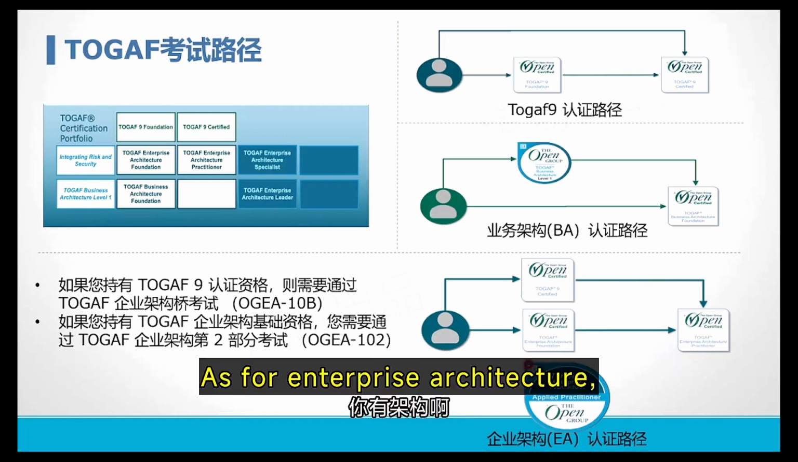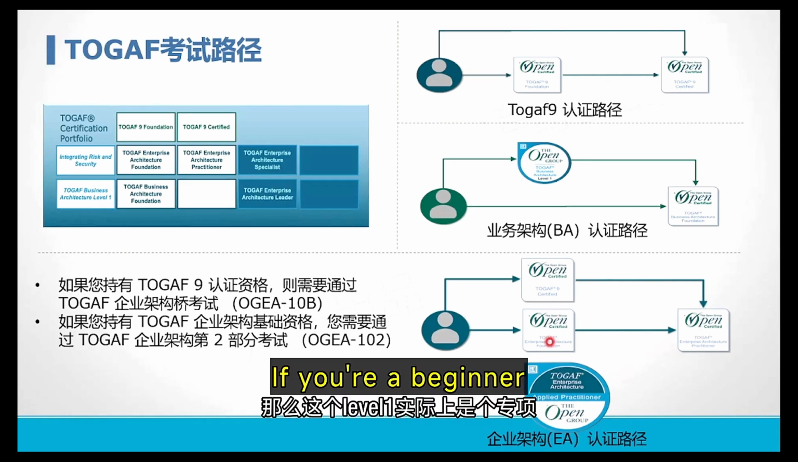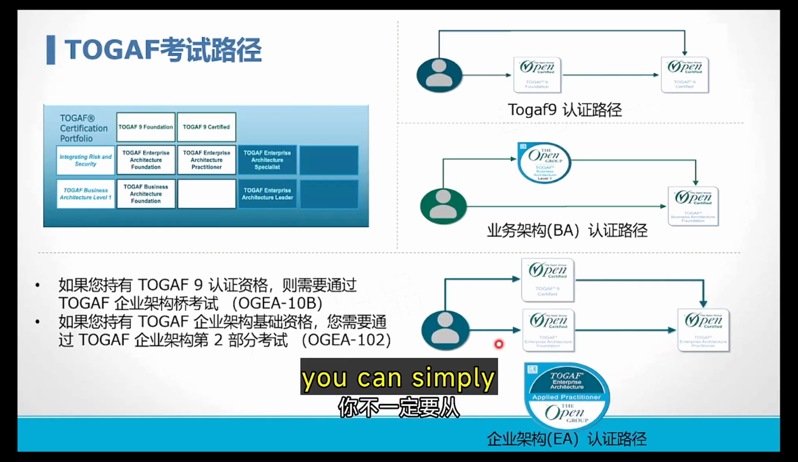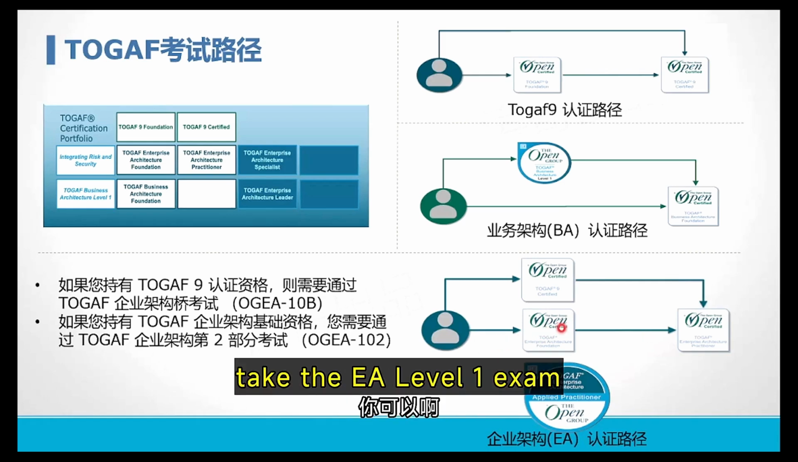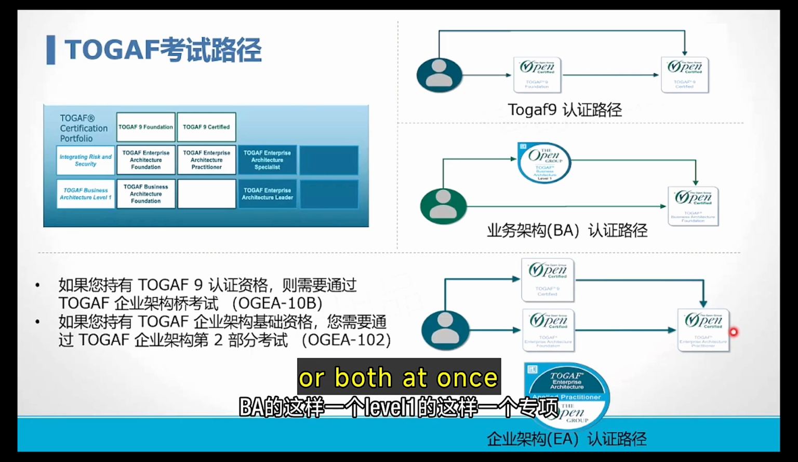As for enterprise architecture, in other words, the EA certification, if you're a beginner, you can simply take the EA Level 1 exam, or the Level 2 exam, or both at once. That's all you need to do.